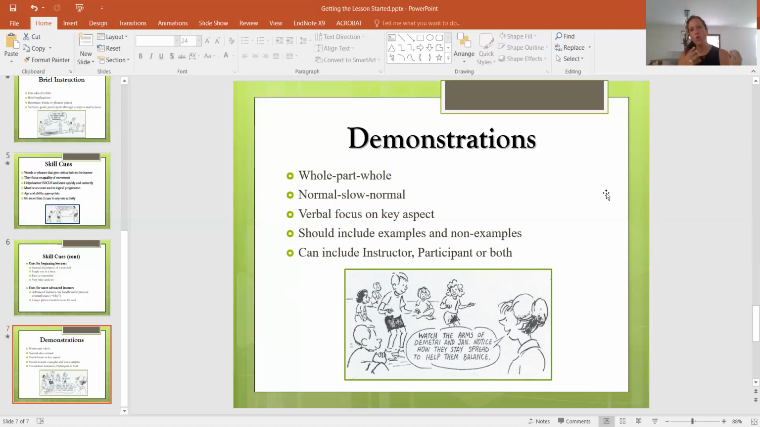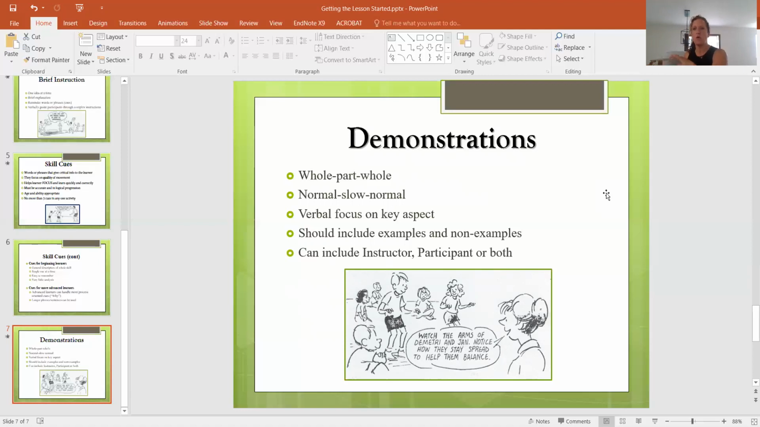But when you talk about whole, part, whole in a demonstration, it's talking about the whole skill. So you are going to be required to do this in your lesson for classes in the real world if you want really good learning. And what whole, part, whole means is that you're going to show the whole skill.